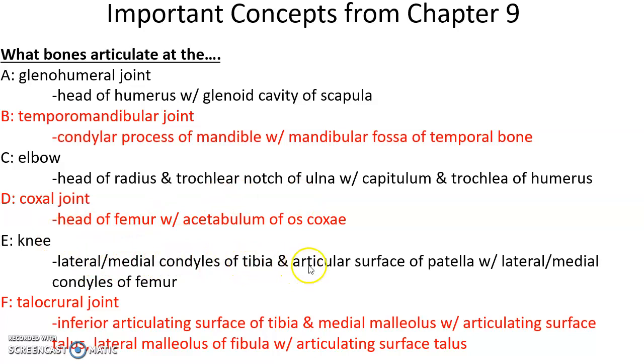of tibia, and articular surface of patella with lateral and medial condyles of femur. And then the talocrural joint: the inferior articulating surface of the tibia and medial malleolus with the articulating surface of the talus, the lateral malleolus of the fibula, and the articulating surface of the talus. So again, just remember about these joints. You probably won't be questioned specifically about what piece of bone is operating at this joint, but remembering the composition of the joints will be really important for the new unit.